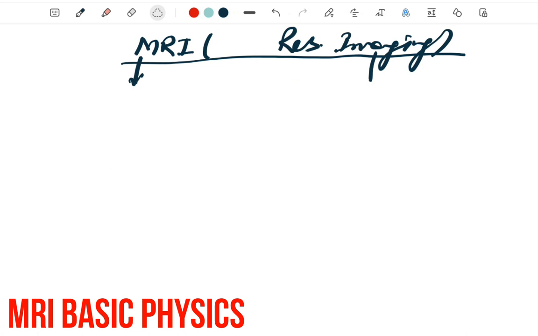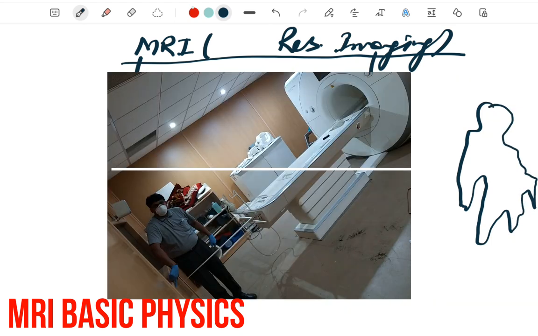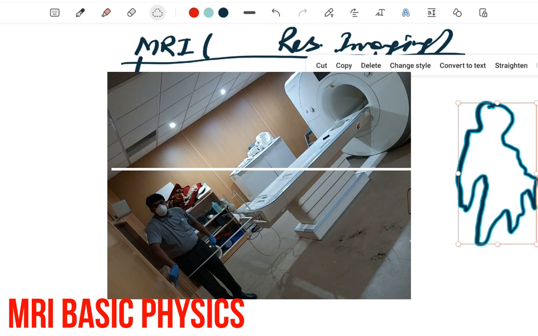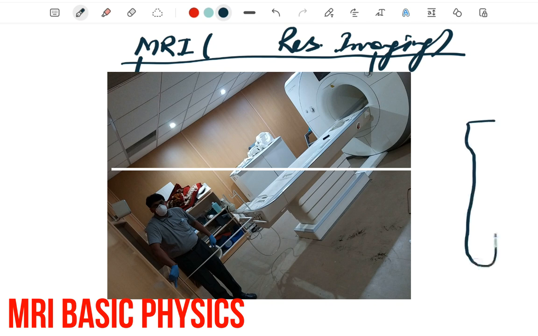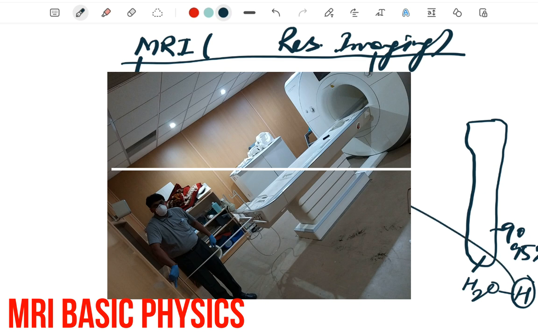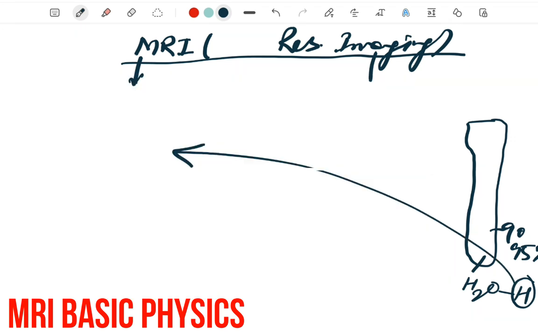So you know that in a normal human body, water is in abundance. Suppose this is a human being. 90% or 95% of the body content is water molecules, H2O. So we can say hydrogen atoms. If we look at hydrogen from a broader perspective, in the periodic table it is the lightest element.